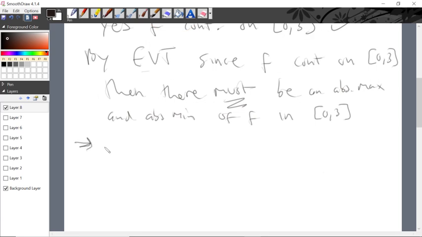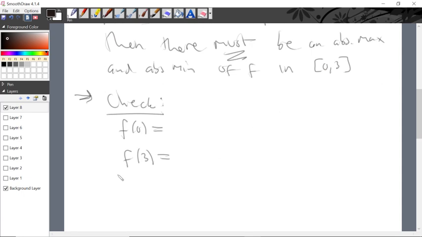In order to find them, we want to check the y values at the following locations. We want to check what f of 0 is equal to. That's the y value at this endpoint. And what is f of 3 equal to, the y value at that point. Check those, and f of c, what is the y value at any critical number, for any critical number c. So we need to find the critical numbers, and we need to evaluate these as well.